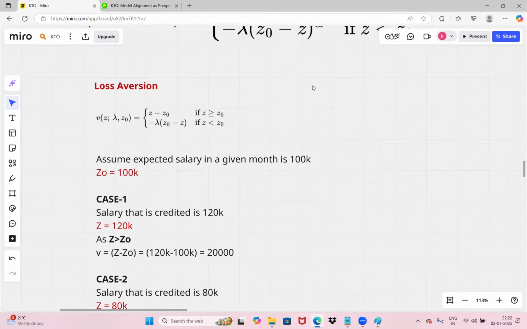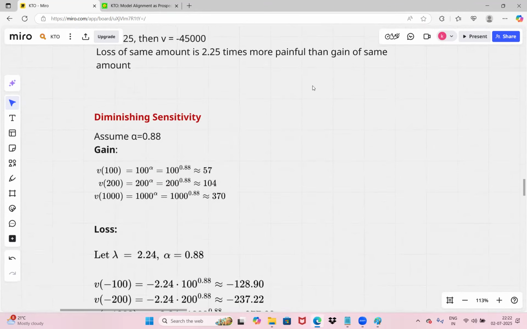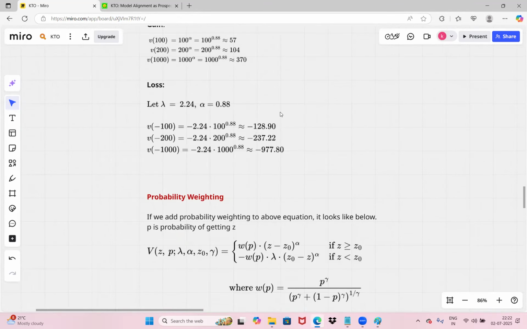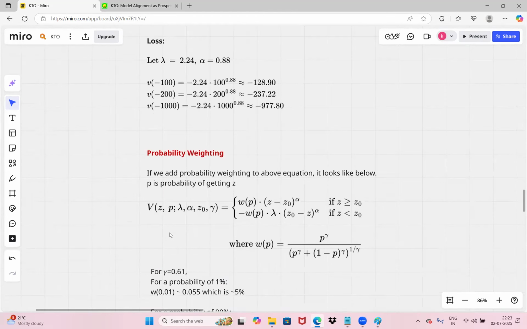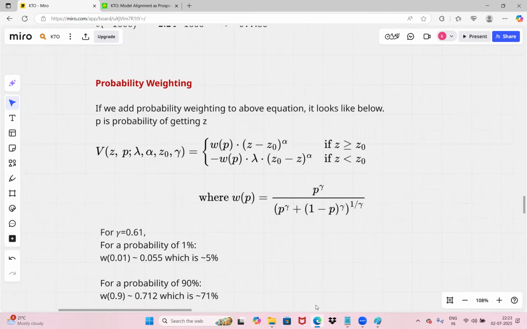So now let's come to the next part, probability weighting. I've mentioned at the top that probability weighting is not a part of the KTO optimization research paper. For a moment, let's assume we include probability weighting in our mathematical representation of prospect theory. So what is probability weighting? 1% feels more than 1%. 99% feels less than 99%. How do you mathematically represent it? We represent it using this equation.